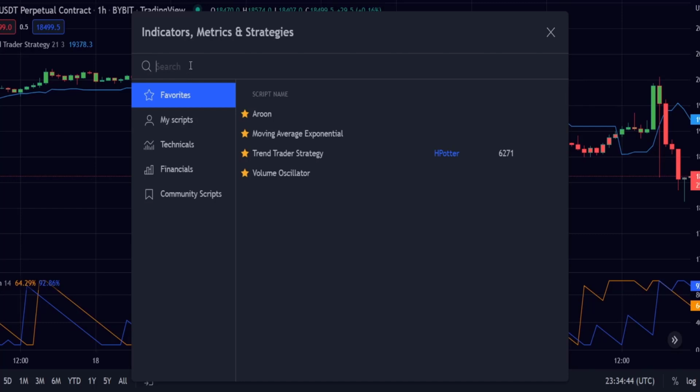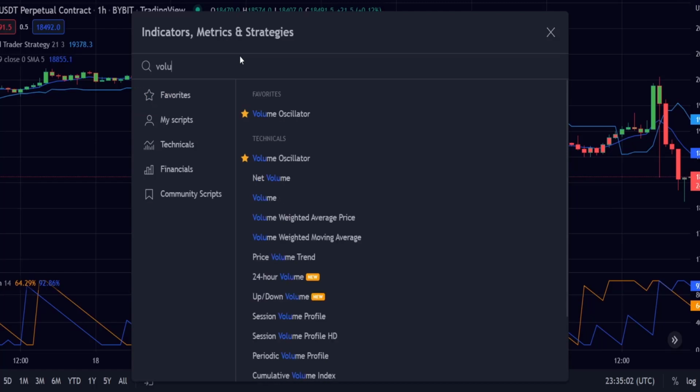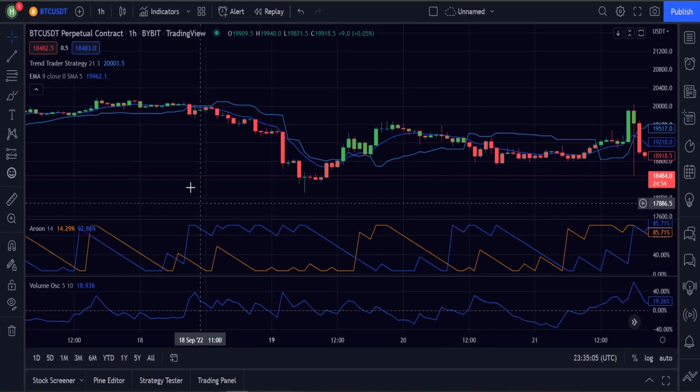The third indicator we're going to use is going to be the exponential moving average, or EMA. And lastly, we'll be adding volume oscillator to our chart, this one right here. The volume oscillator displays the difference between two moving averages of a security's volume, expressed as a percentage.